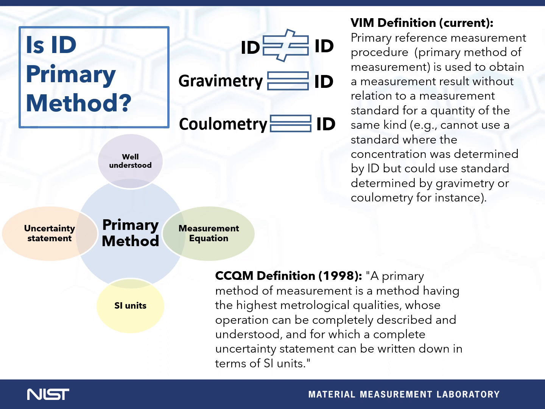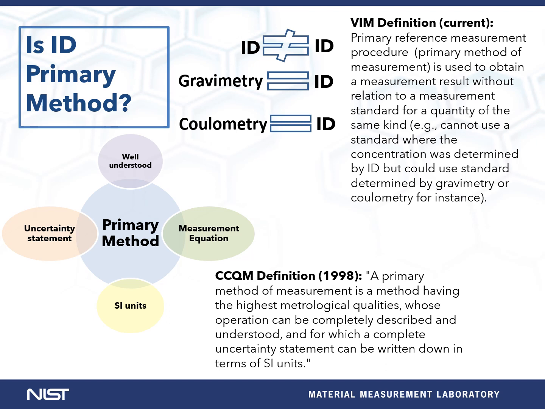Over the years, there have been questions as to whether the isotope dilution technique is in fact a primary technique. Based on the definition adopted by the Consultative Committee for Amount of Substance, CCQM, in 1998, which states a primary method of measurement is a method having the highest metrological qualities, whose operation can be completely described and understood, and for which a complete uncertainty statement can be written down in terms of SI units, the isotope dilution technique is considered a primary technique. The measurement process is well understood and transparent. A complete measurement equation can be written for the measurement process. A complete uncertainty statement can be written for the measurement process, and this can all be done in SI units.